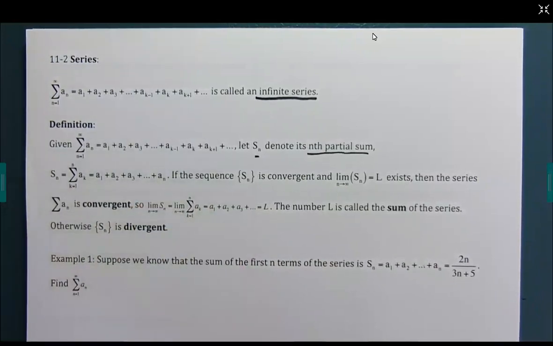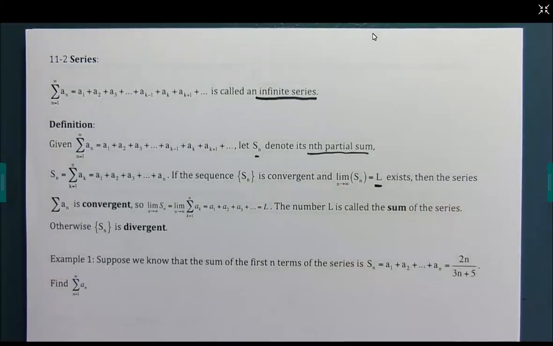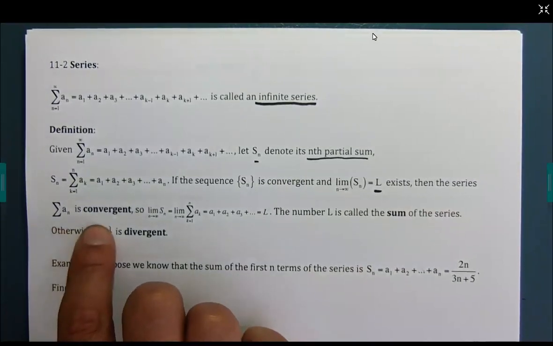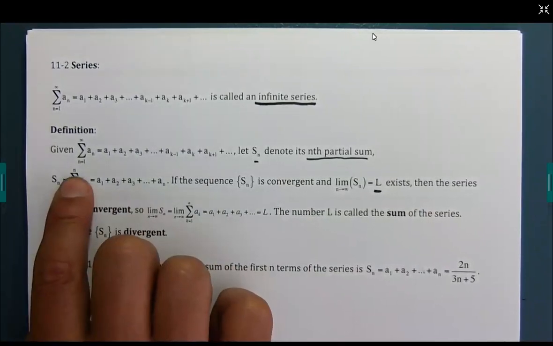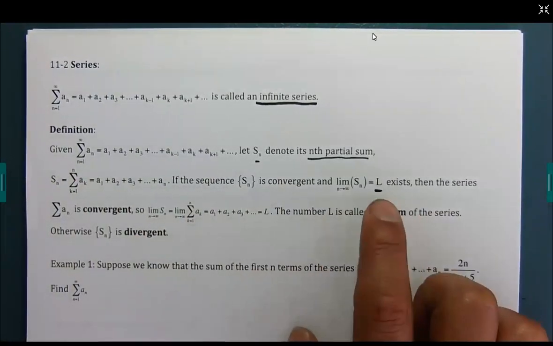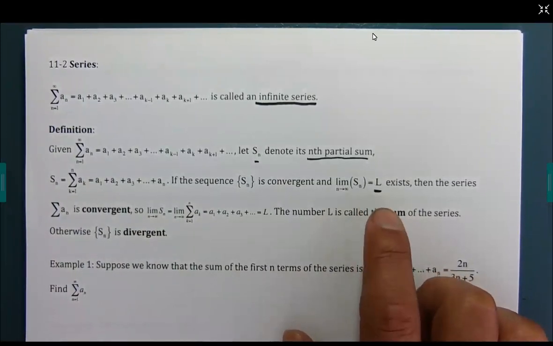Now, if the sequence S sub n is convergent, and the limit L exists, now remember, L has to be one specific number. So it can't be like plus or minus something or anything like that. It's got to be one specific number. Then we say that the series is convergent. So meaning if I add all this up and then I take n and shove it off to infinity, and it goes to a specific number, then we say that it's convergent.